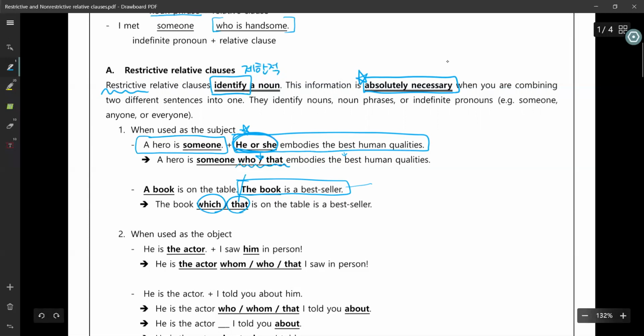Again, the book here is in the subject position, so you use a subject relative pronoun. In this case, book is not a person, so you use the relative pronoun which or that.